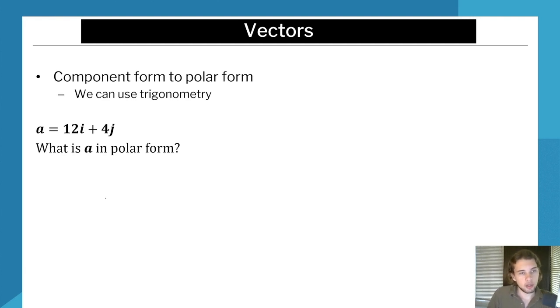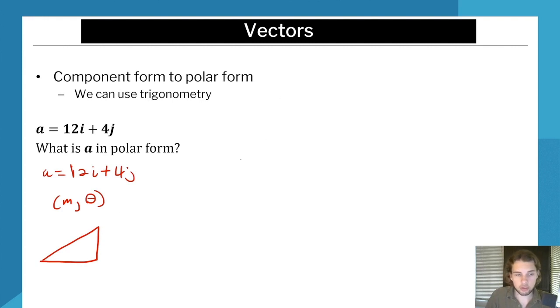So to convert A, which equals 12i plus 4j, into polar form, we want to consider its magnitude and its angle. We can use Pythagoras' theorem to find its magnitude. So, for example, this is pretty simple.